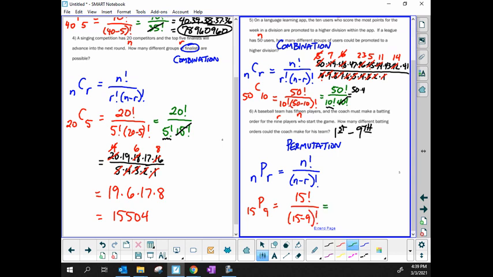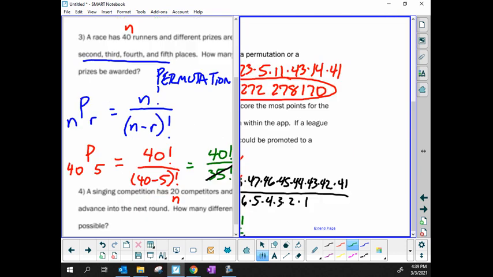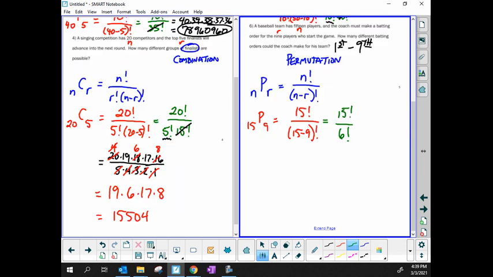Well, inside your parentheses, subtract. 15 minus 9 becomes 15 factorial over 6 factorial. Now, those are both big numbers, but we're going to use them to cancel out. That 6 factorial on the bottom is going to cancel out everything on top from 6 all the way down to 1. So what are you going to be left with on top? The 15, the 14, the 13, the 12, the 11, the 10, the 9, the 8, and the 7.